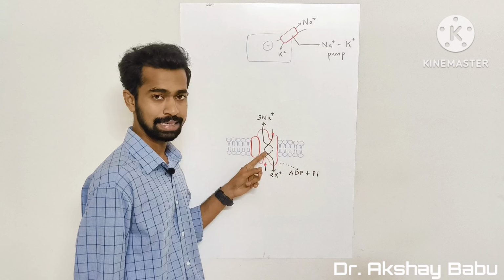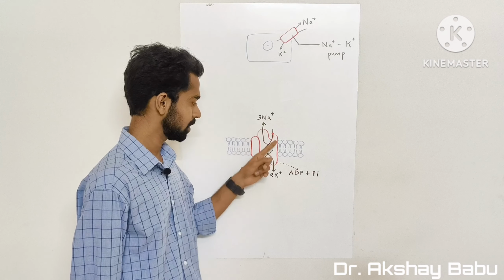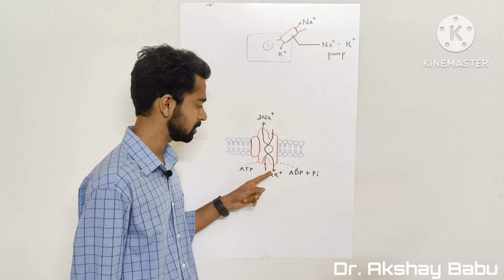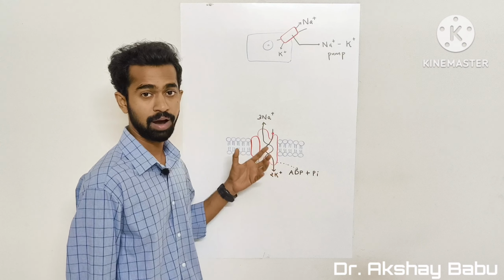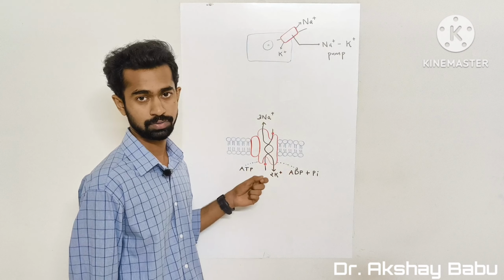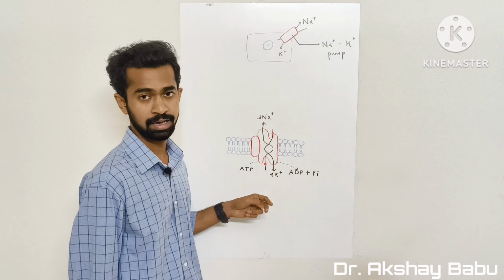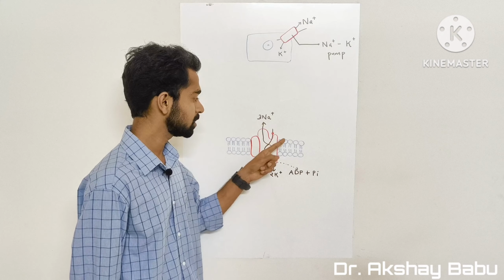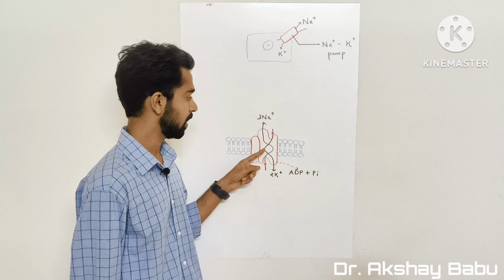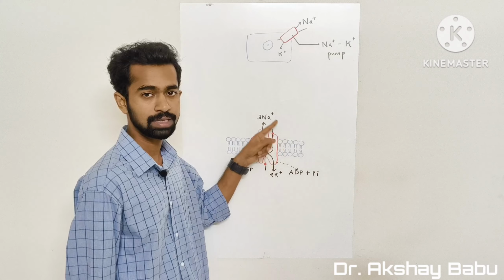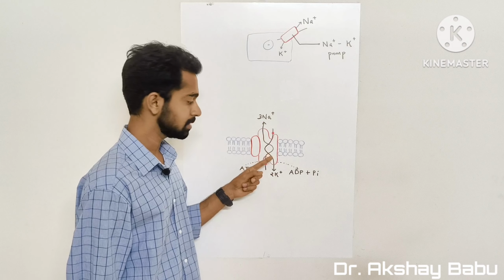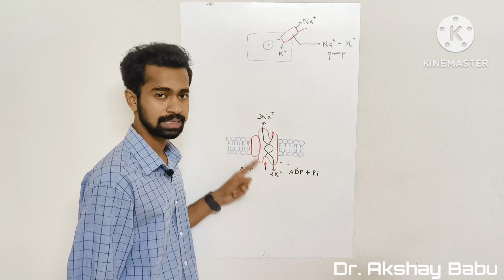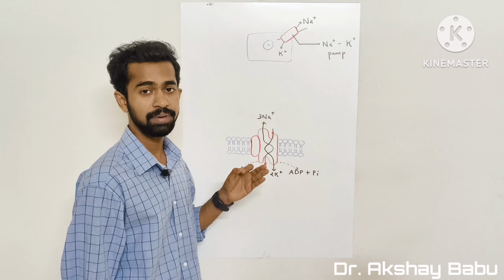The first one is that this alpha subunit has three binding sites facing towards the interior of the cell for binding three sodium ions. The second one is that this alpha subunit also has two potassium binding sites facing towards the outside of the cell membrane. And the inside portion of this protein, near the sodium binding site, has ATPase activity.